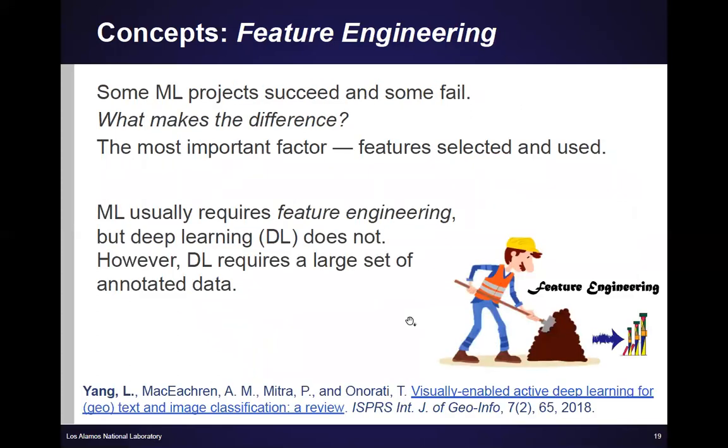The second concept I want to talk about is feature engineering. Some machine learning projects succeed and some fail. What makes the difference? The most important factor is what features are selected and used. So machine learning usually requires feature engineering, but deep learning does not. However, deep learning requires a large set of annotated data.